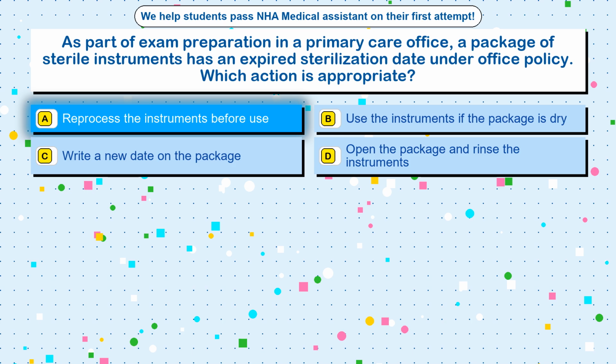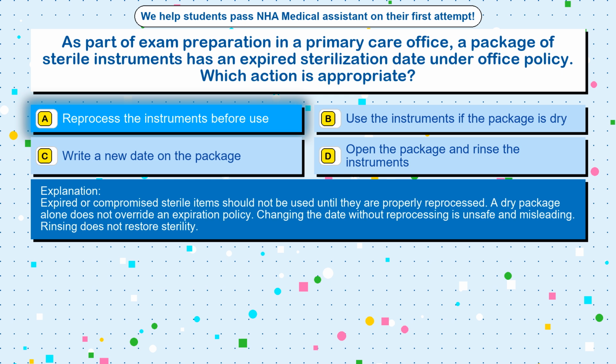Reprocess the instruments before use. Expired or compromised sterile items should not be used until they are properly reprocessed. A dry package alone does not override an expiration policy. Changing the date without reprocessing is unsafe and misleading. Rinsing does not restore sterility.